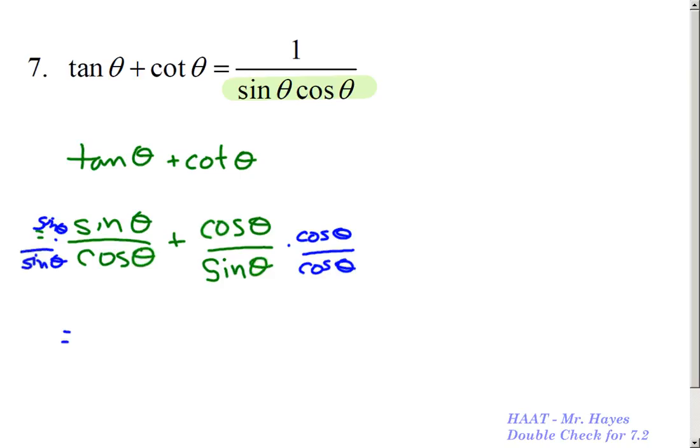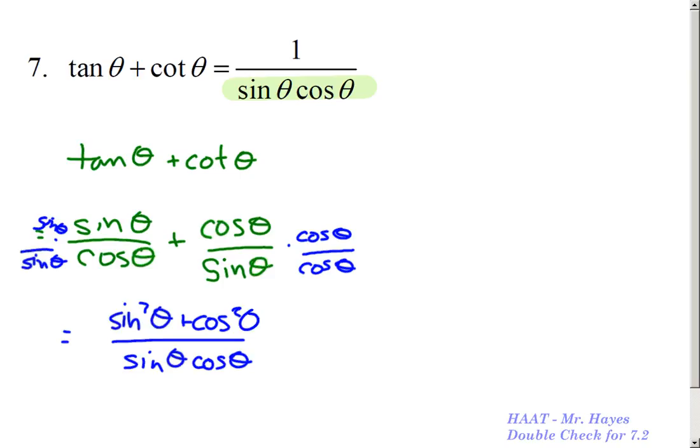So that's going to end up equaling over sine theta, cosine theta is your new denominator, and then I've got sine squared theta plus cosine squared theta, and that's going to equal 1 over sine theta, cosine theta, and then we're done. And again, notice the only equal signs that I'm using are to link one step to the next, I'm not going one line to the next like you would with a regular equation.